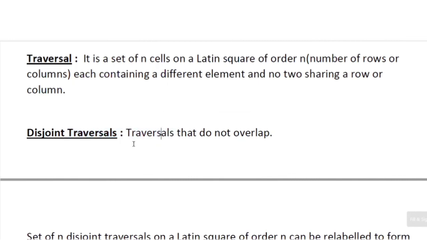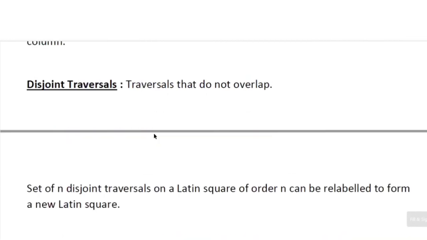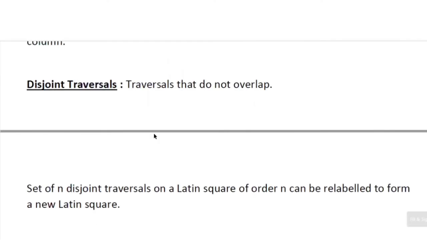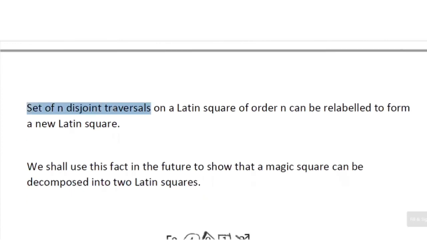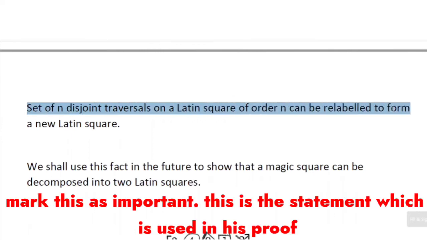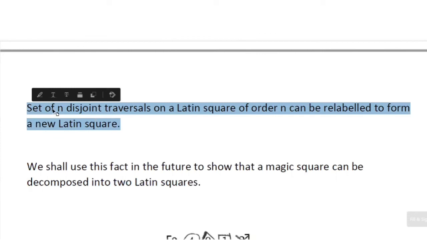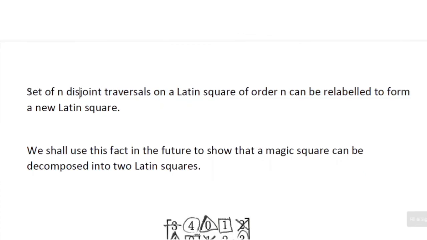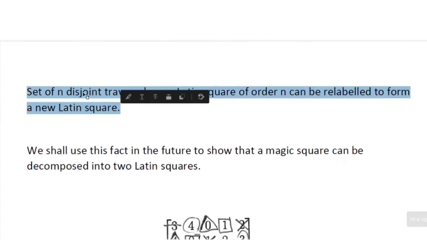And disjoint traversals are traversals that do not overlap. And this is a fact: a set of n disjoint traversals on a Latin square of order n can be relabeled to form a new Latin square. This is an important fact because we shall be using it in later videos to prove that a magic square can be decomposed into 2 Latin squares. So this is the fact we shall be using. And this fact also I shall prove in another video if possible.